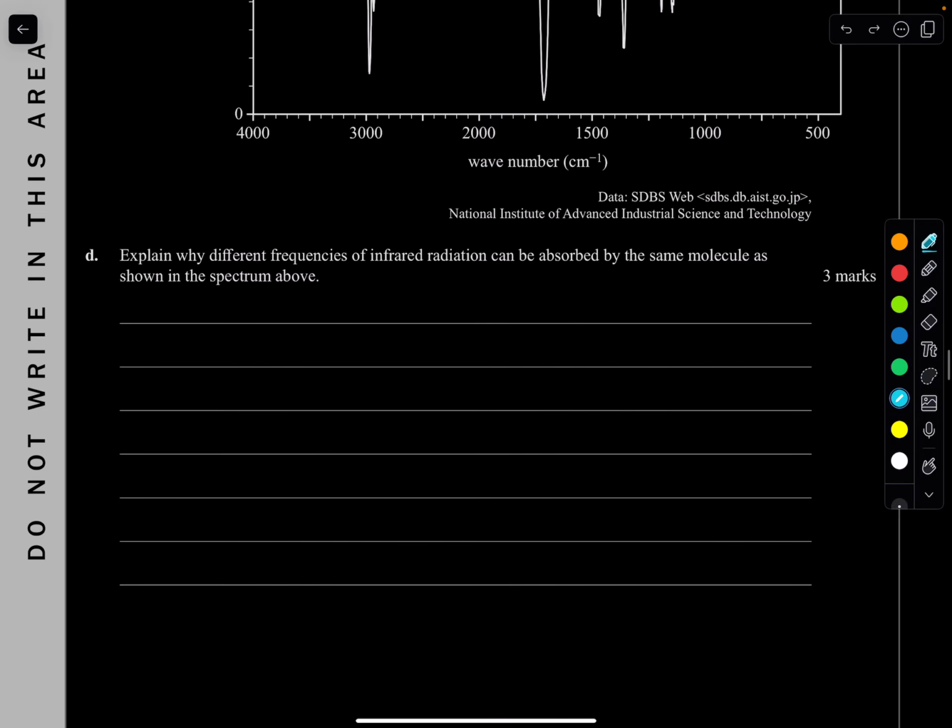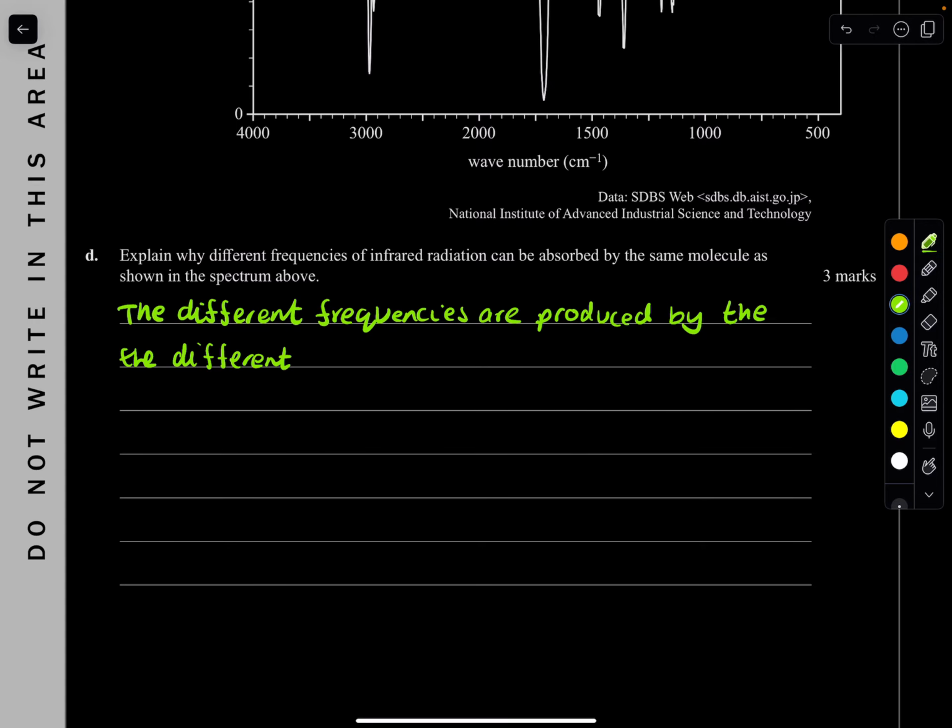It's the right one we just said. So, 3 marks. All right, let's write down some stuff. Okay, so we said that the different frequencies are produced by the different functional groups and bonds that the molecule has.